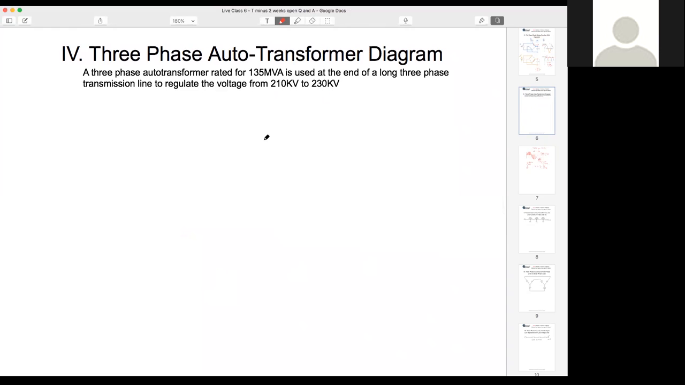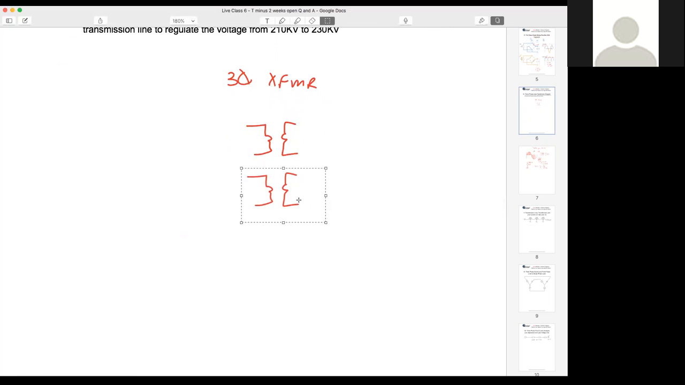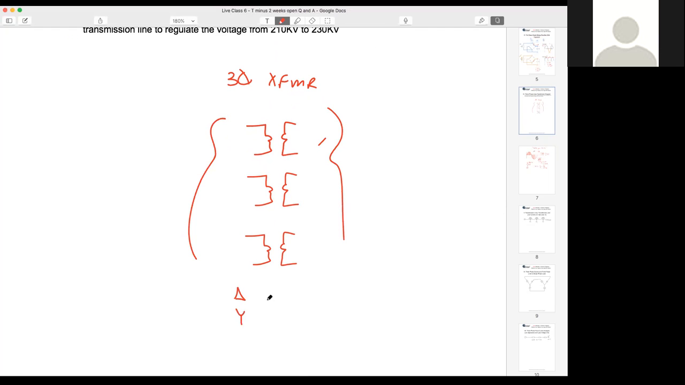Everyone's familiar with seeing a three-phase transformer. Essentially, it's just three single-phase transformers like this. Everyone's familiar with this. And then what happens on this side, how they're connected, and what happens on this side depends if it's delta or Y. And if this side is delta or Y, essentially you've got your three lines coming in and your three lines going out.